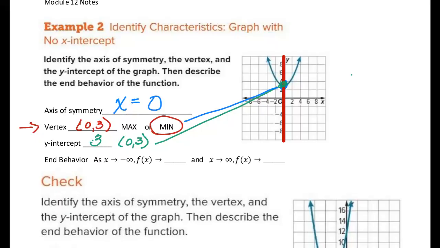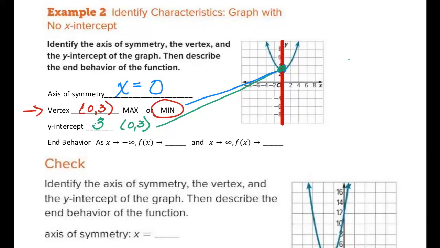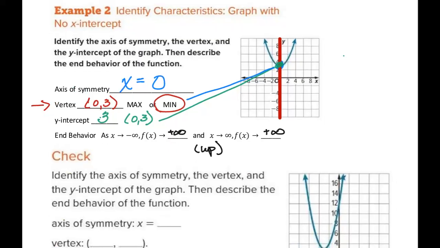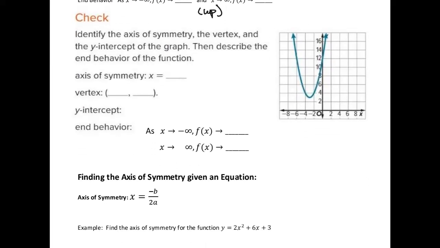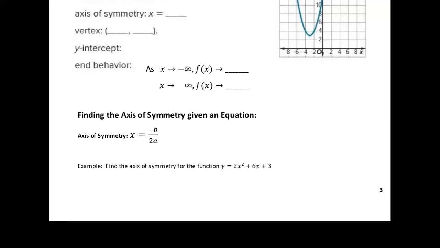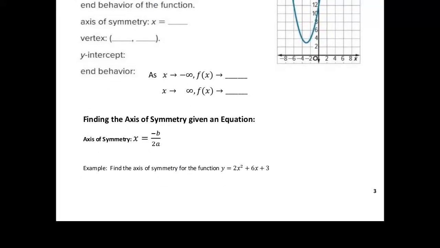Kenya, do you know what it is? Are they going up or down? Up. So is that positive infinity or negative infinity? Positive infinity. Yes, they are both going up. So that is positive infinity. The answer to end behavior for these is always positive infinity or negative infinity. You only have 2 choices. Okay? You might have wanted to do the check. We're going to skip the check for now, because I want to get to the axis of symmetry right here.